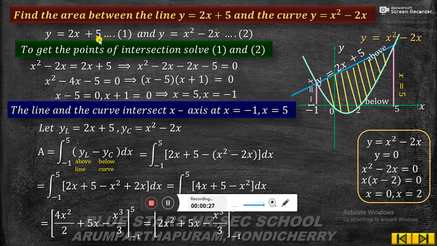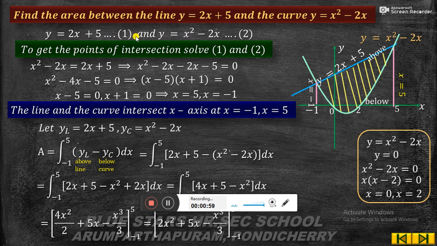So now I take the first curve, y equal to 2x plus 5, this is equation number 1, and y equal to x square minus 2x, this is equation number 2. So to get the point of intersection, solve 1 and 2. Point of intersection means we solve 1 and 2. Here we take y equal to 2x plus 5, y equal to x square minus 2x. The left hand sides are equal, y, so the right hand sides are also equal.